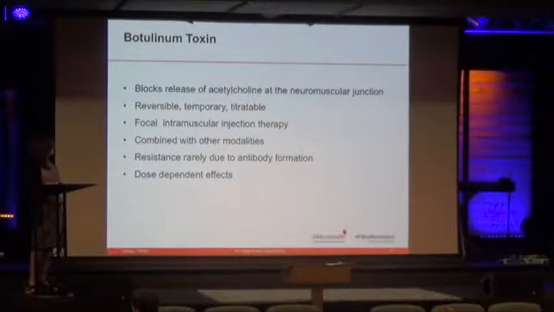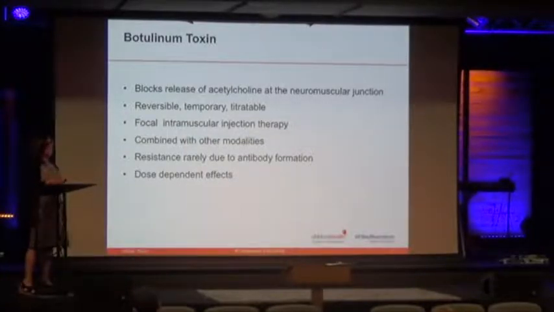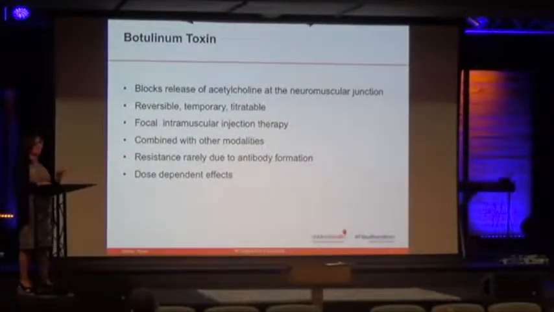So basically what the toxin does is, and I'll show some diagrams shortly, it does block the release of acetylcholine, which is the neurotransmitter that acts between the nerve ending and the muscle. It's temporary, reversible, it's titratable, so I can definitely titrate the dose based on the effects and the response and the duration. It's very focal, it's an intramuscular injection, so I'm injecting it into the muscle.